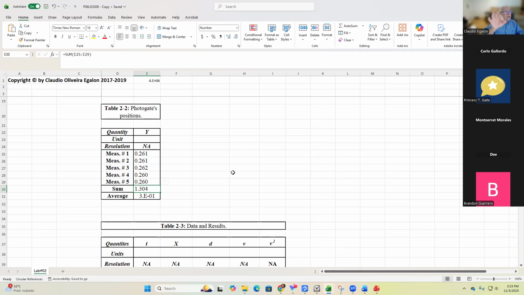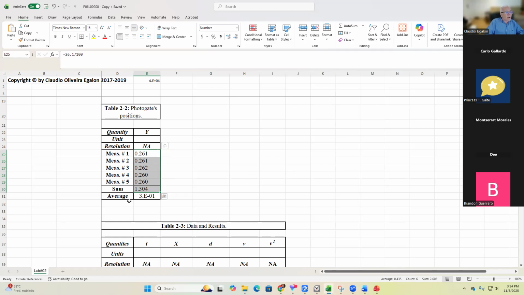Because you are summing the different measurements, which are the positions of the photo gate, sometimes, not all the time, you end up with 4 significant digits when you had only 3 initially for each one. Do you see that? You're summing everything, and by the fact that you are summing those measurements, you end up with a larger number of significant digits.